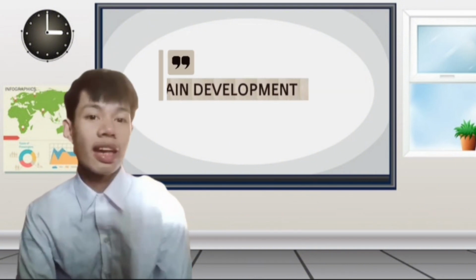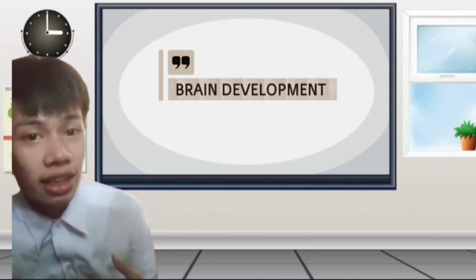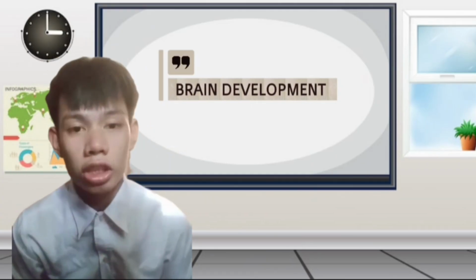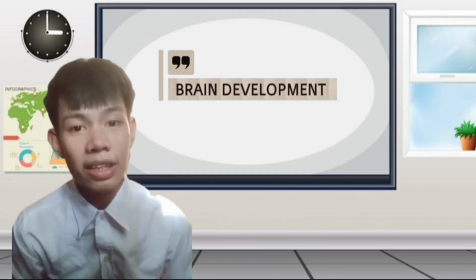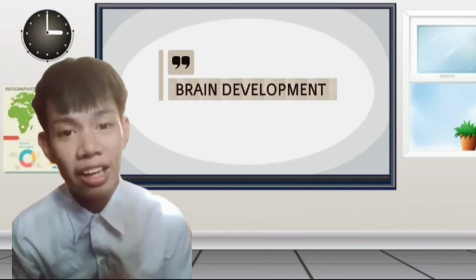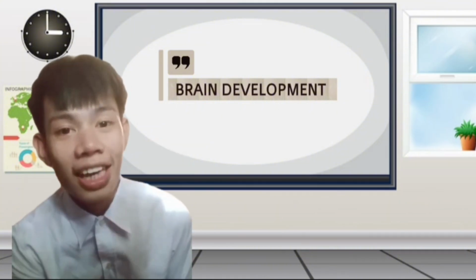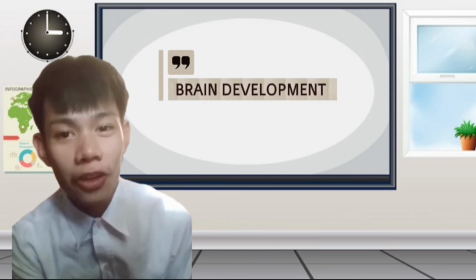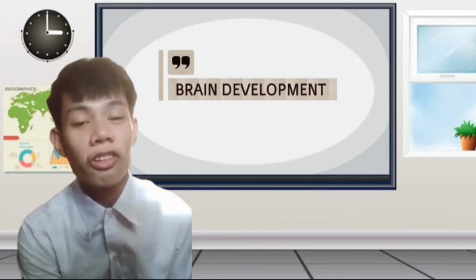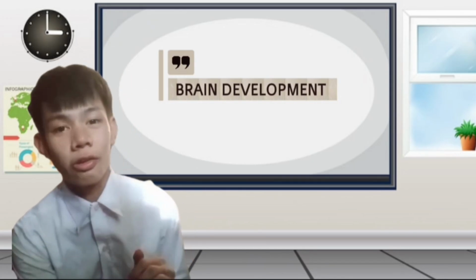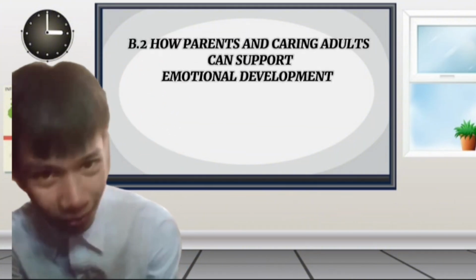Brain development, the brain matures, affecting decision making and emotion. These changes happen because the body is preparing for adulthood, usually starting around age 8 to 13 for girls and 9 to 14 for boys. So here is part 2, supporting emotional development.